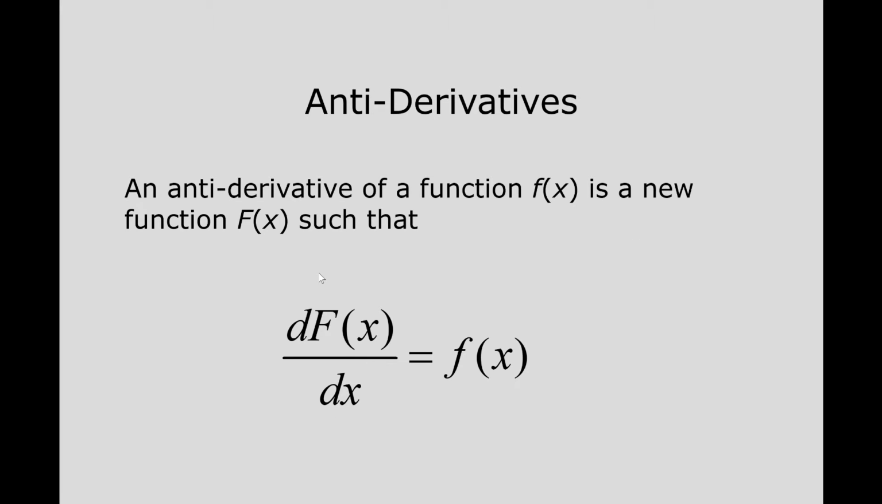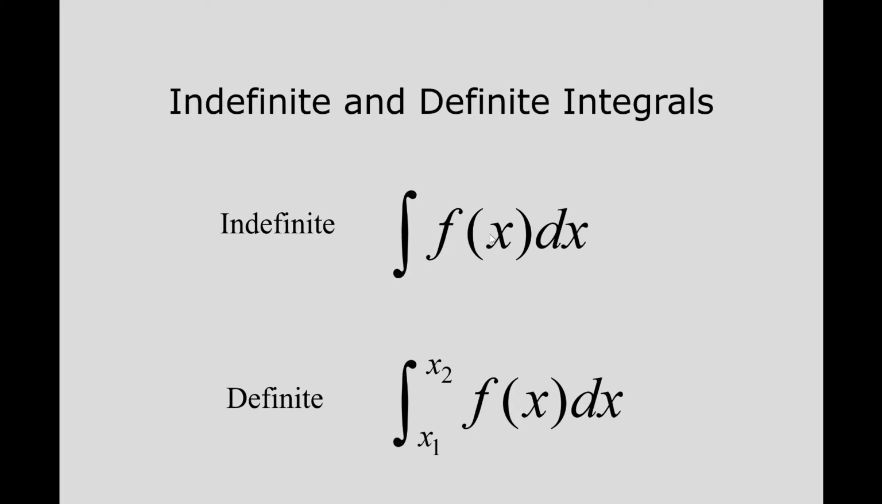So the antiderivative of a function f of x is a new function F of x such that dF(x) over dx equals f of x. And then we do have two different types of integral. In general, one is called indefinite, which means once you integrate it, you need to put in the family C at the end. It's a constant. And then definite integrals always give you the exact value of the integration.